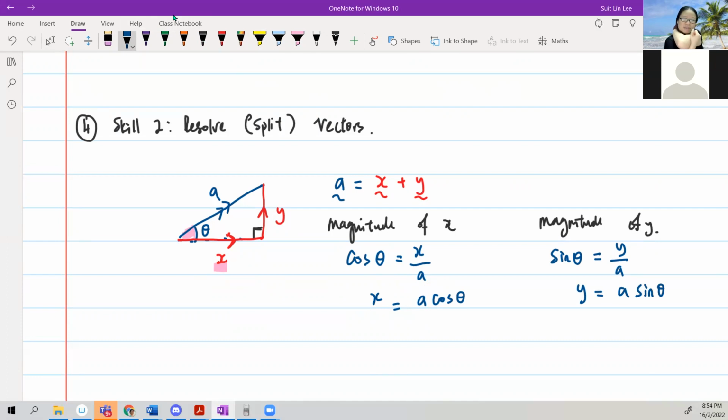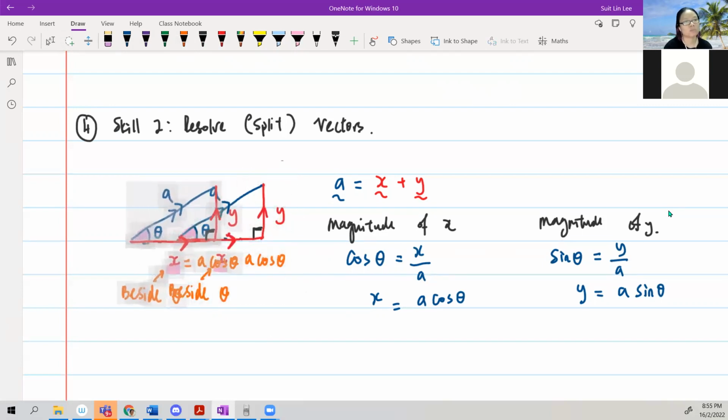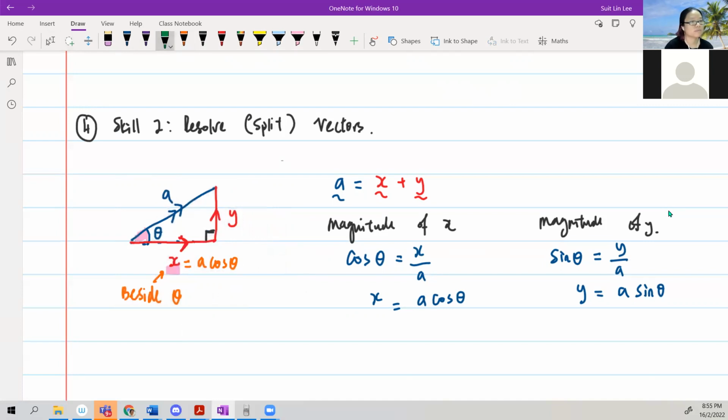Okay, so oftentimes when you do questions, the fluency that we hope you can achieve is that when you look at the vector, immediately you can tell whether it's cos or sine. And this is done by observing the angle. So I'll make that notation for you here. For example, X is beside theta. That's why X is equal to A cos theta. And Y is across or opposite of theta. So Y is A sine theta, because sine is opposite.